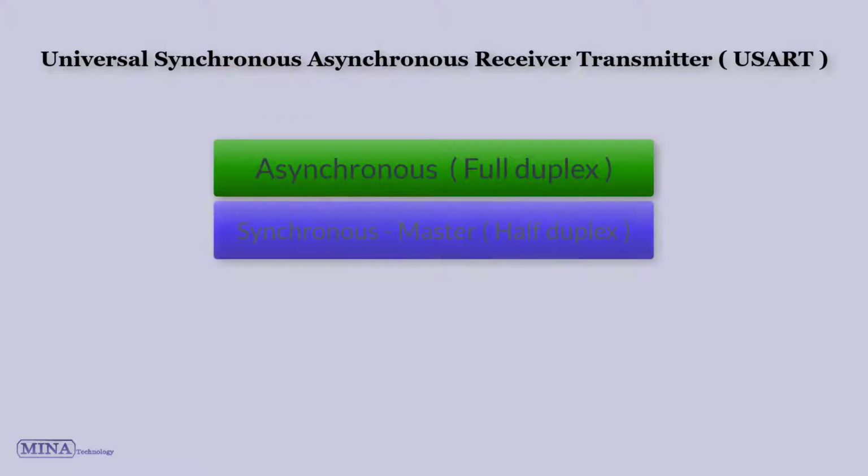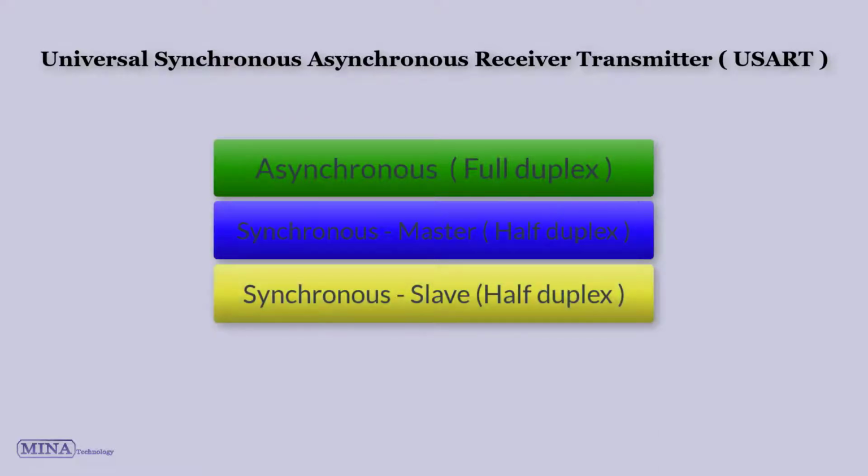The USART can be configured in the following modes: asynchronous full duplex, synchronous master half duplex, and synchronous slave half duplex. In this tutorial, we have used USART asynchronous mode and simplex data transmission.